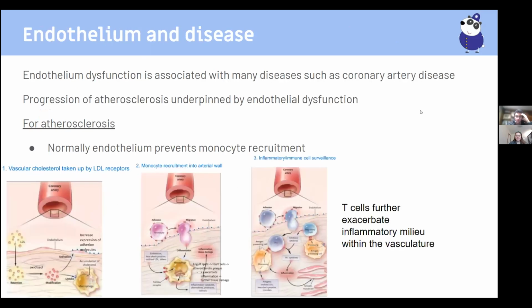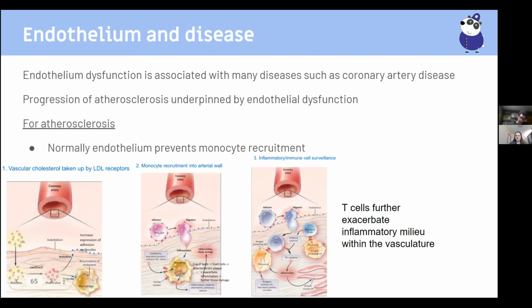Now the next point is talking about endothelium and disease. Endothelial dysfunction is associated with many diseases, such as coronary artery disease, and this is referring to the progression of atherosclerosis. Remember, as we learned before, atherosclerosis is an inflammatory process. That inflammatory process, in large part, is prevented by the action of the endothelium and nitric oxide secreted by the endothelium. So nitric oxide prevents the adhesion of monocytes, which is involved in that inflammatory progress. This is describing the progression of atherosclerosis.